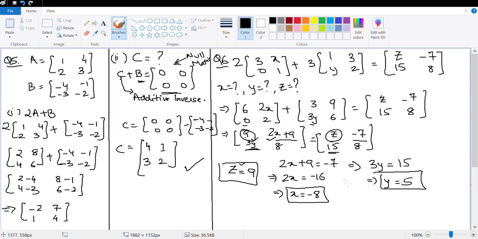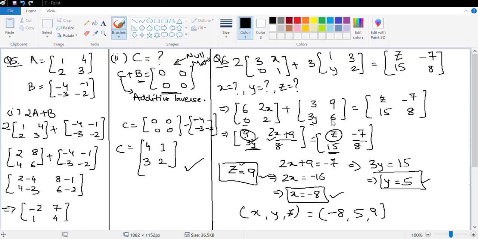Yeah, this one's completely simple. So all you need to do is add and then apply the basic simple equations that we've learned. I would advise you to highlight your answer. You can also write your answer in the end in the form of a set: -8, 5 and 9. Perfect. Let's move on to the next question.